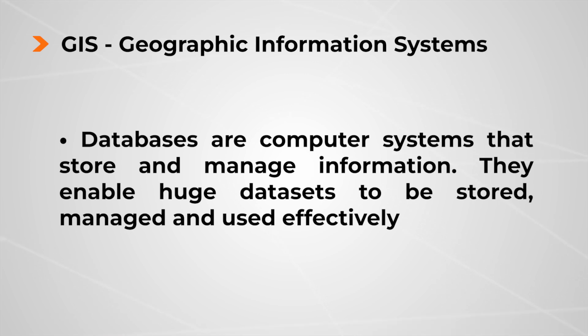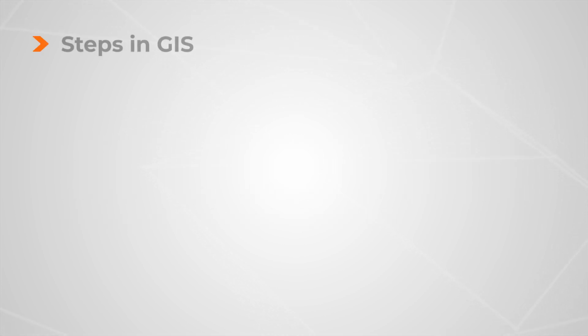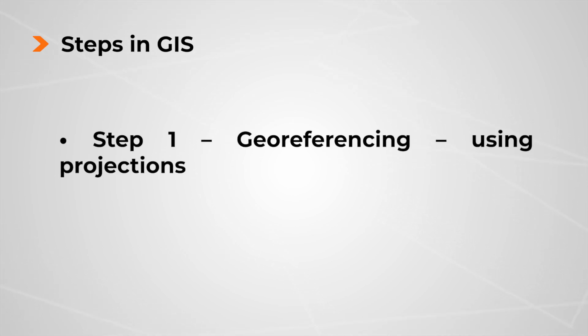They enable huge databases to be stored and managed and used effectively. All spatial information in GIS must be georeferenced first. That means the locations from the 3D globe must be transferred accurately on the 2D map to create a map on a computer using a software. To do this, we have to use projections.